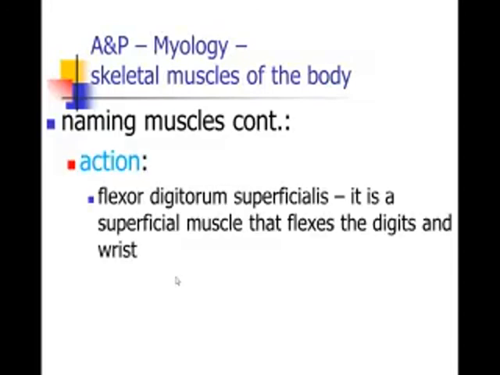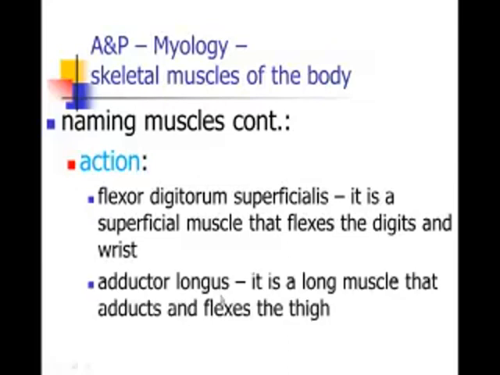Action. Sometimes muscle names tell you what they do. I already pointed that out. So flexor digitorum superficialis is going to flex the digits and it's superficial. Oh, by the way, if a muscle flexes the digits, it also flexes the wrist. And if a muscle extends the digits, it also extends the wrist. Adductor longus. So adductor longus is going to adduct the thigh. It also flexes the thigh.